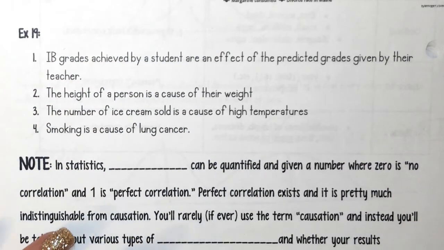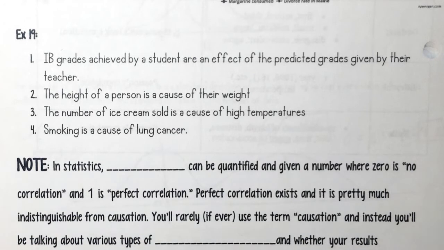So let's take a second look at these. Example 19. So here we go. IB grades achieved by a student are an effect of the predicted grades given by their teacher. Now that one might be a little confusing because you're like, well, I don't understand what that's saying. In IB, you get a predicted grade. I look at the work you do in class, and then I predict what grade I think you're going to get on your exam. Okay?